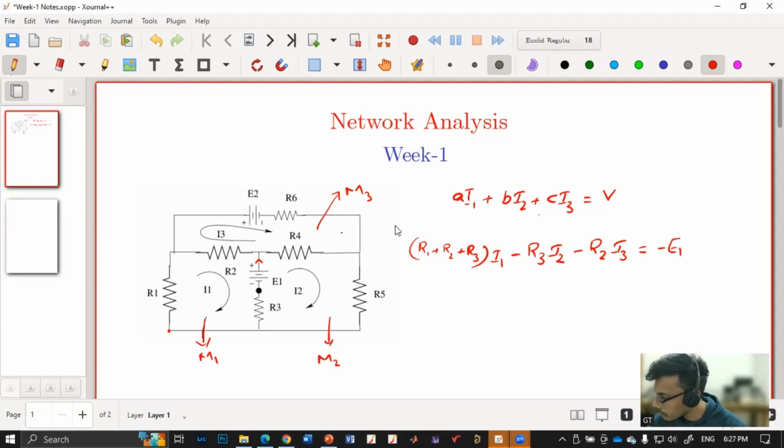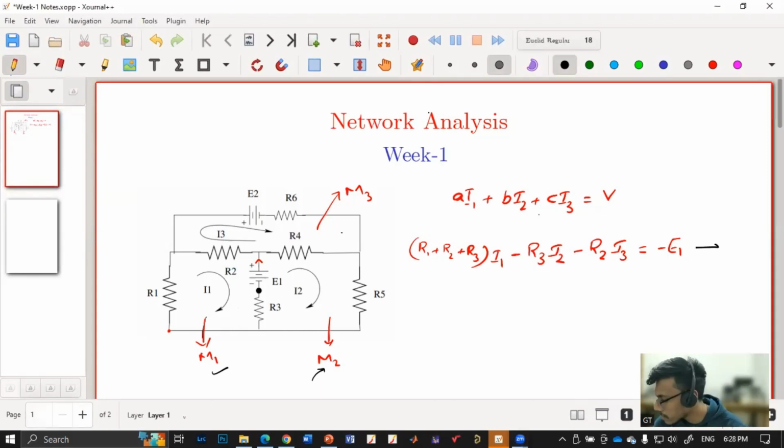Okay, so now we'll go into mesh 2. So this is about mesh 1. So mesh 1 is done. Now we'll go into mesh 2. So mesh 2 has again I1 coefficient, I2 coefficient, and I3 coefficient. Okay, so what is the I1 coefficient? The I1 coefficient is the negative of the resistance that is shared among I1 and I2. So someone has mentioned in the chat mesh 2. Yes. You are right, Pawan. So this is for mesh 1.